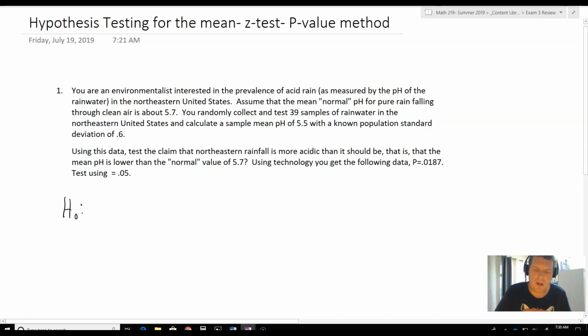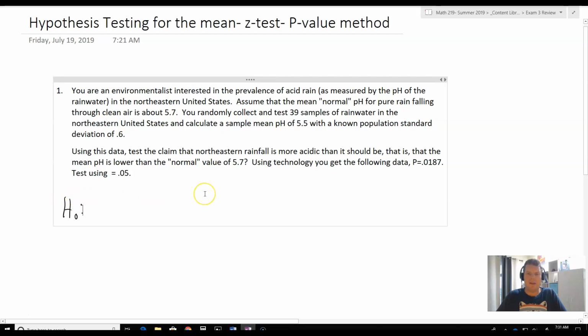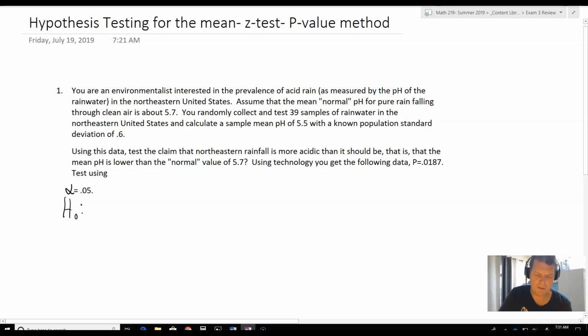Okay? So if I look, you're an environmentalist interested in the prevalence of acid rain as measured by the pH of the rainwater in the northeastern United States. Assume that the mean normal pH for pure rain falling through clean air is 5.7. You randomly collect and test 39 samples of rainwater in the northeastern United States and calculate a sample mean pH of 5.5 with a known population standard deviation of 0.6. Using this data, test the claim that northeastern rainfall is more acidic than it should be. That is, that the mean pH is lower than the normal value of 5.7. And then using technology, you get the following data, p equals 0.017. Test using, I'm going to write this as alpha equal to 0.05.